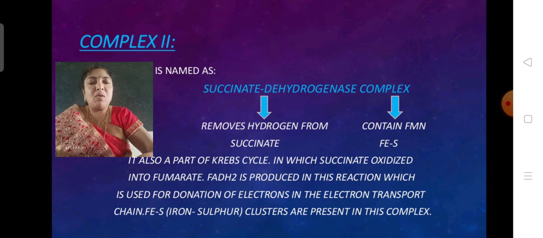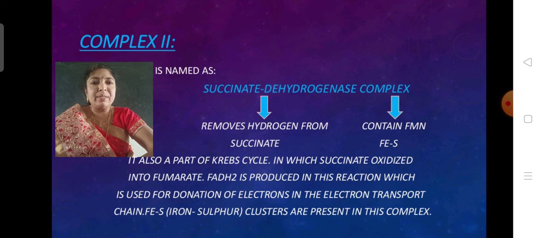Next, the second complex is named succinate dehydrogenase. Here succinate dehydrogenase means it removes the hydrogen ions from the succinate ion, and it is an oxidation reaction in which FMN is a prosthetic group. Here, the iron containing FMN, that is flavin mononucleotide. So the electrons released from the FAD reach the FMN. This is the second prosthetic group.